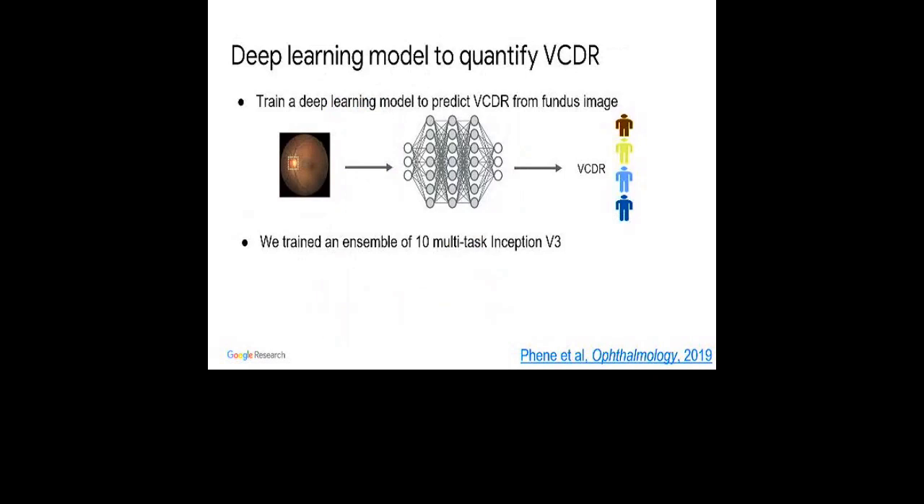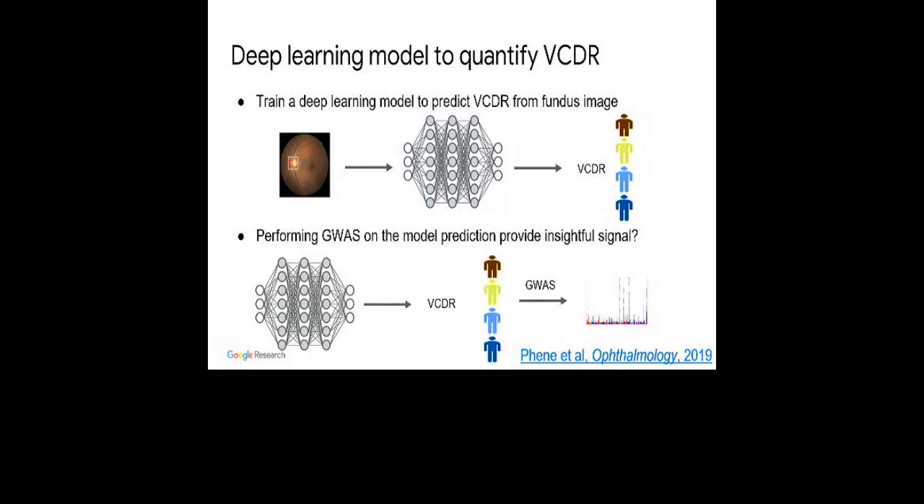And the first question we were interested in is, can we train a model that uses fundus images to give the VCDR score for every individual? And if we can do that, then we can run ML-based VCDR. Basically, get this trained model and apply it to every individual that we have in UK Biobank, because UK Biobank has a lot of individuals that have genotype data as well as fundus images, and you can create a VCDR score for every individual, and then run GWAS.